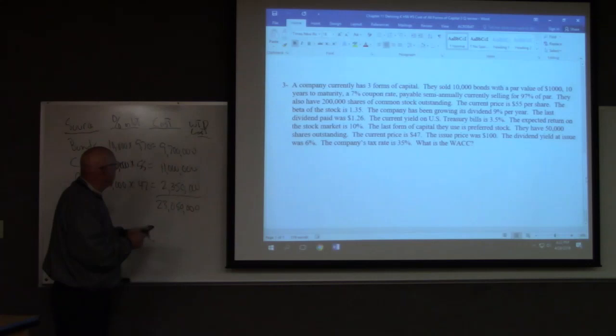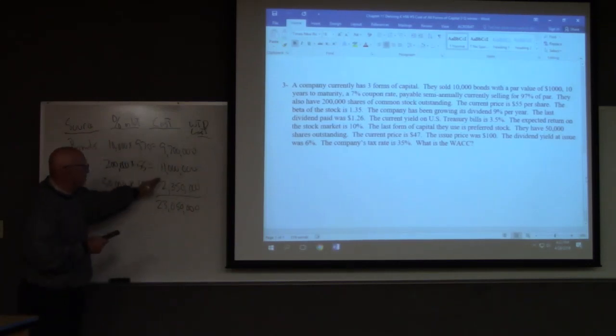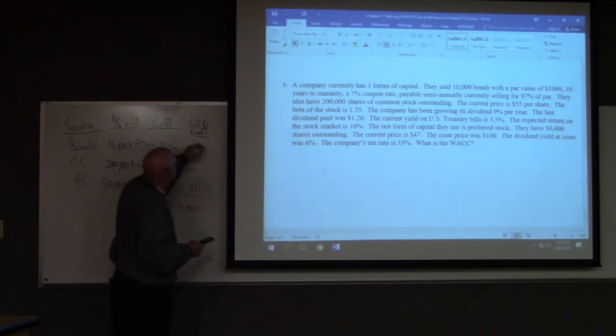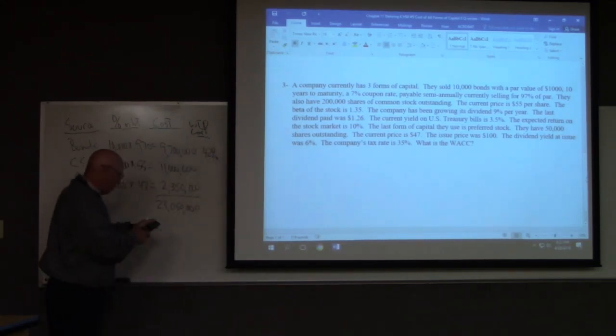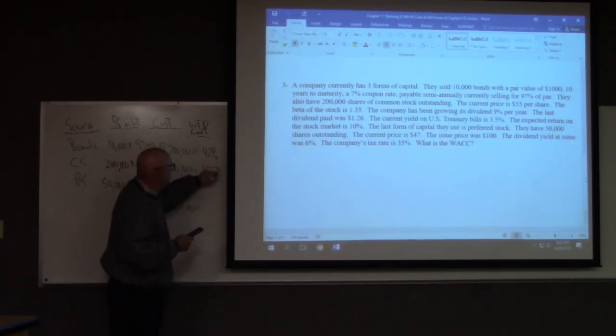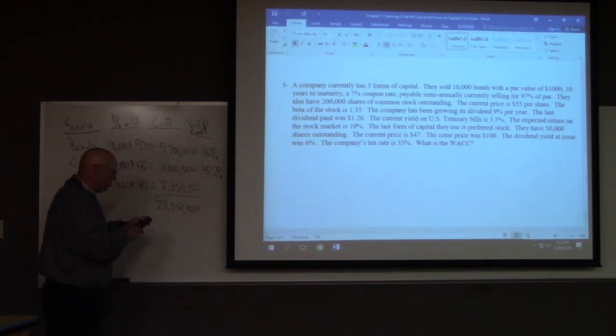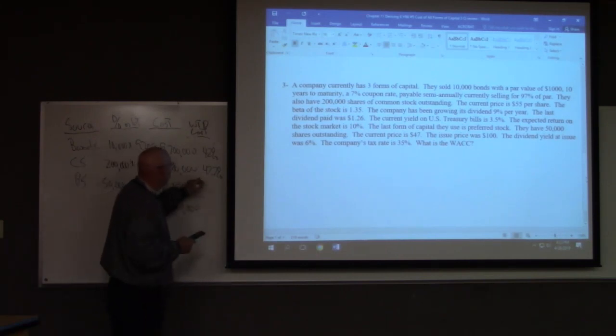Now let's divide 9.7 into this, 11 into this, and 2,350,000 into that to get our percentages. So 9,700,000 divided by 23,050,000 is 42%. And 11 million divided into 23,050,000 is 47.7%, and 2,350,000 divided into 23,050,000 is 10.2%, and we're going to round a little bit, and we get 100%.